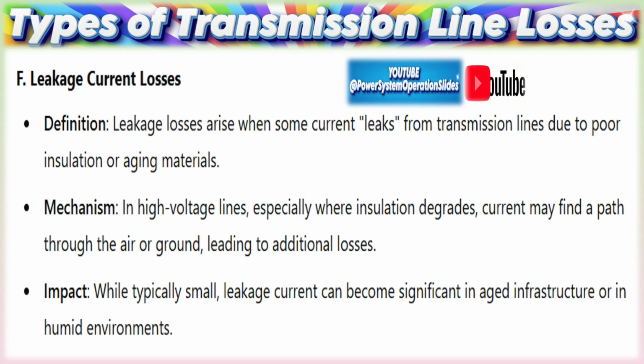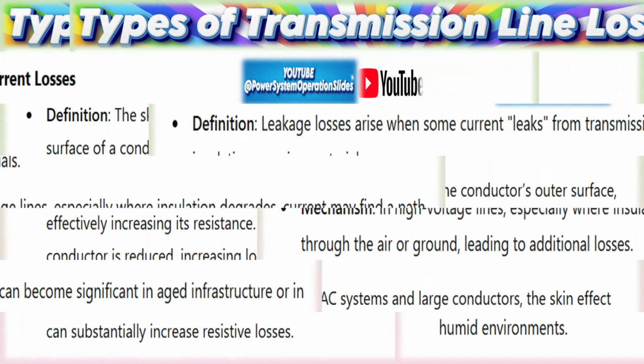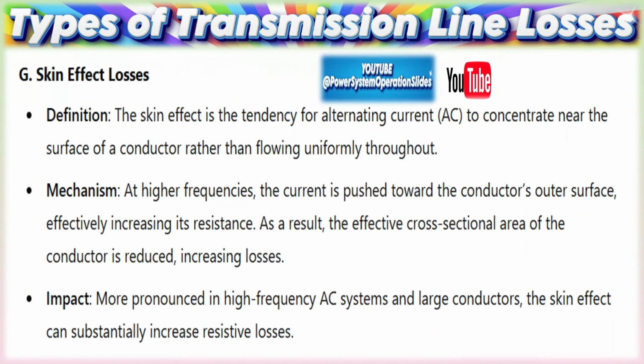Another method is to use high-voltage transmission, which lowers the current for the same power level and reduces resistive losses. High-voltage direct current (HVDC) lines are particularly efficient for long-distance transmission because they eliminate the need for reactive power compensation that is common in AC systems. This results in significantly lower losses.